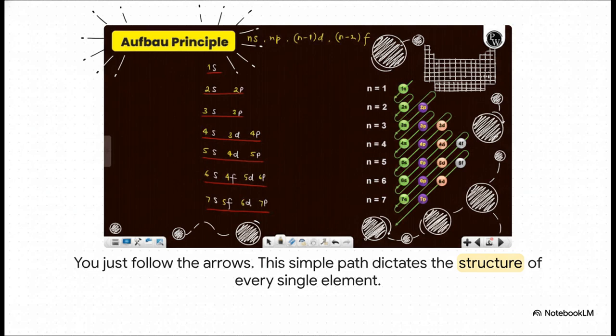And this diagram right here shows you just how simple that rulebook really is. You literally just follow the diagonal arrows. You start at 1s, then you go to 2s, then 2p, 3s, 3p. But wait, check this out. After 3p, you'd think it goes to 3d, right? Wrong. It jumps down to 4s first, then it goes back to fill in 3d. This specific path, this little detour, is the direct cause of the periodic table's unique shape.